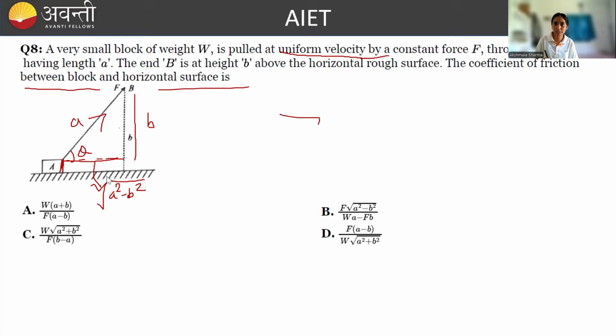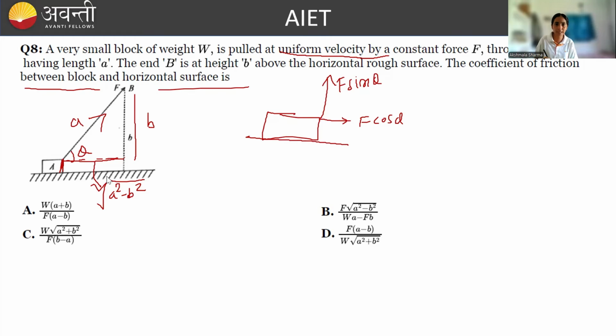Now let's write the free body diagram of the block. The block is resting on the ground. This force is F. Its horizontal component will be F cos theta and its vertical component will be F sin theta. So from here we can replace this F, because we have broken it into two parts, F cos theta and F sin theta.